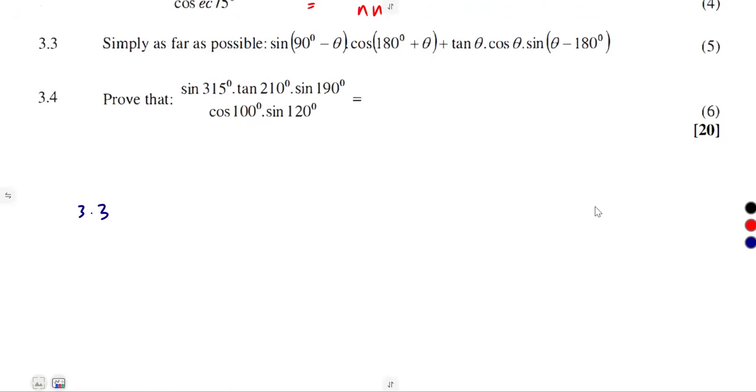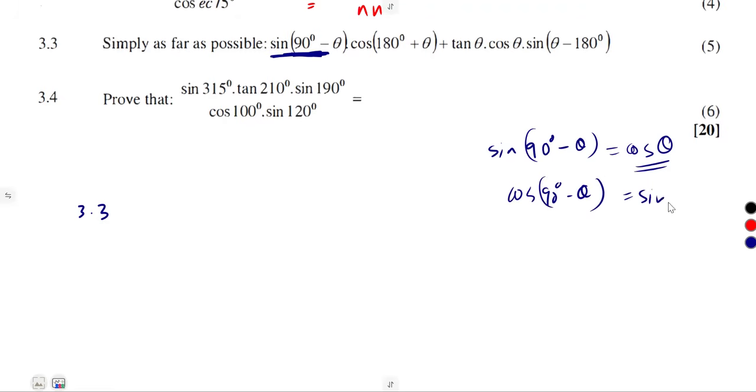Number 3.3, simplify as far as possible. Okay, let's look into this. Sine of 90 minus theta. All right, remember from the complementary concept, the sine of 90 degrees minus theta is already the one that we are supposed to write. So guys, you're just supposed to know this, isn't it? Cos of 90 degrees minus theta is the same as what? The sine of theta, those ones which are complementary. This is 90, this is theta, this is 90 degrees minus theta. They have a relationship. So that's the relationship.